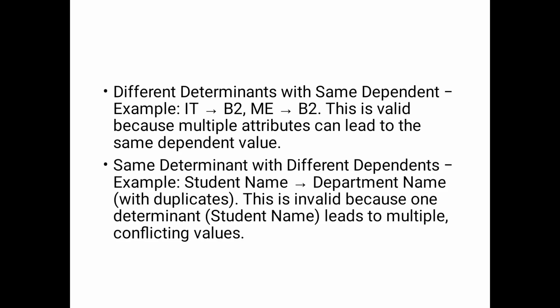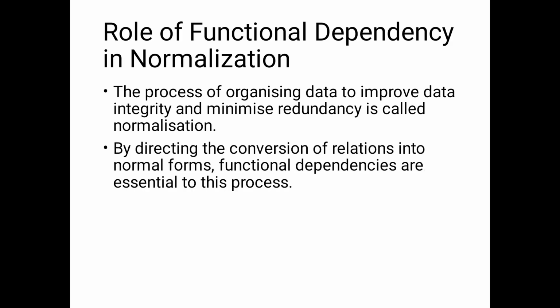Next is same determinant with different dependents. For example, student name implies department name. Here, this is invalid because student name leads to multiple duplicate values. There are conflicting values, so this is an invalid statement.